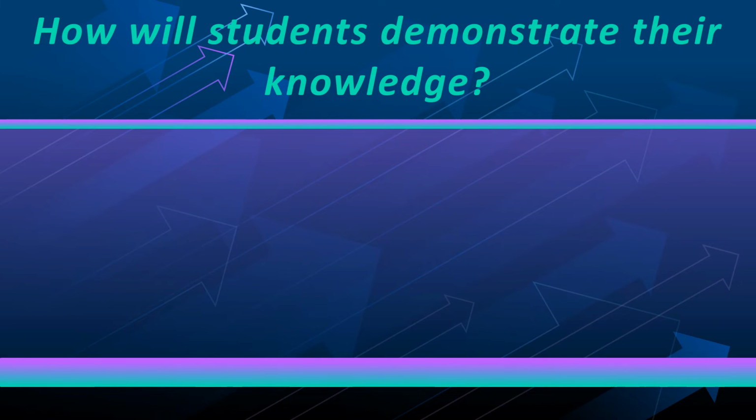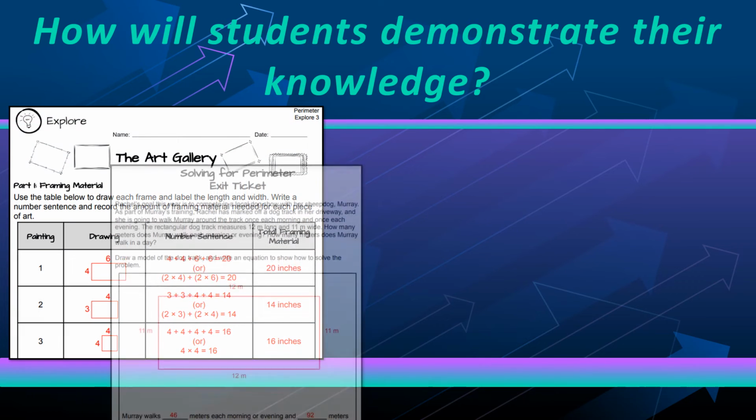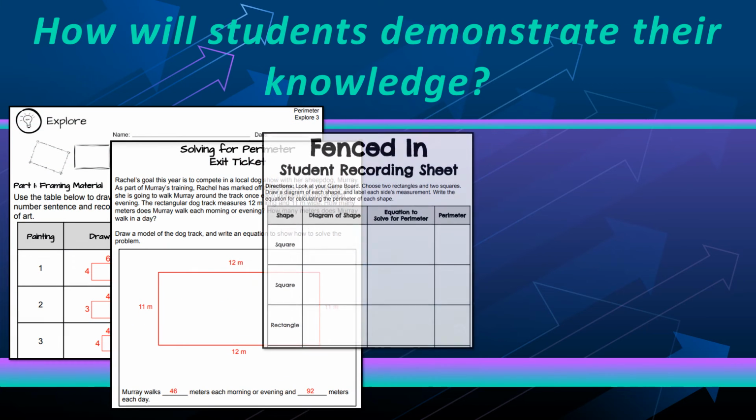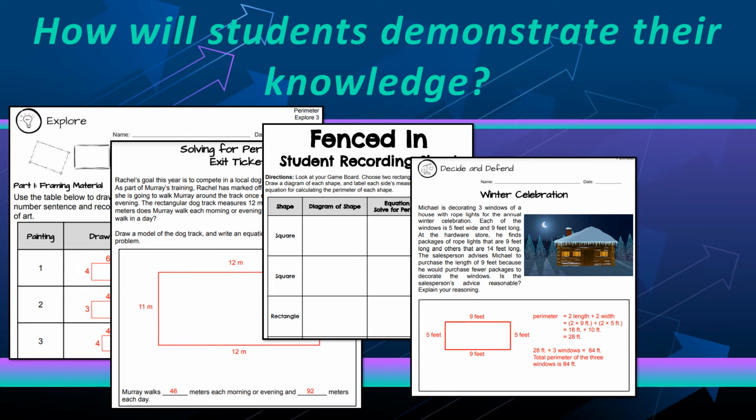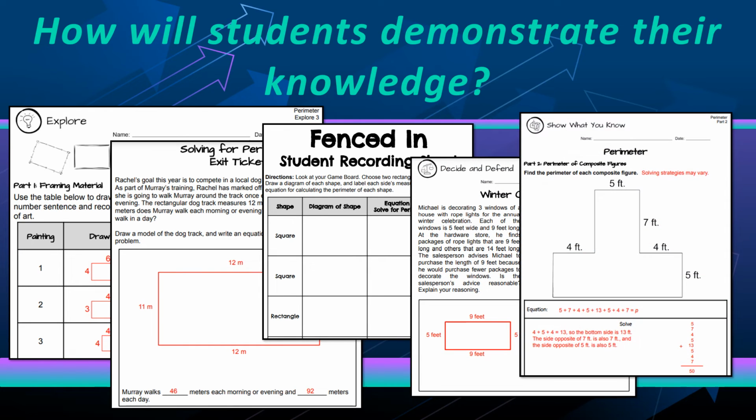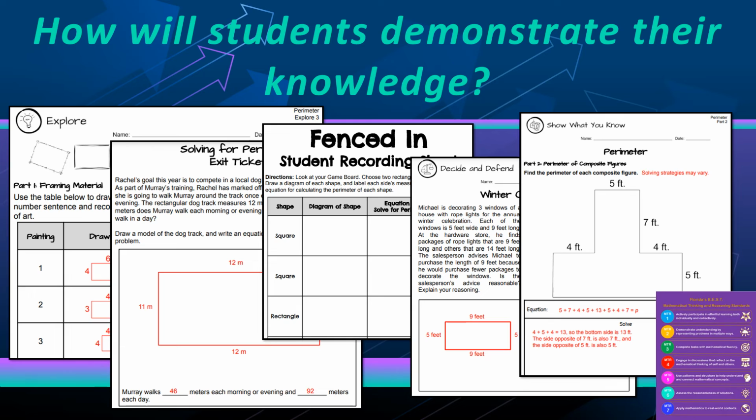In addition to student discussions and some of the Explore activities we've seen, there are lots of ways that students can demonstrate their knowledge throughout the unit. There are tasks with the Explores, exit tickets connected, some fluency builders, decide and defend, and show what you know. As you see, a lot of these have open-ended responses with some potential examples here, and students will be working with not only rectangles, but also those composite figures.